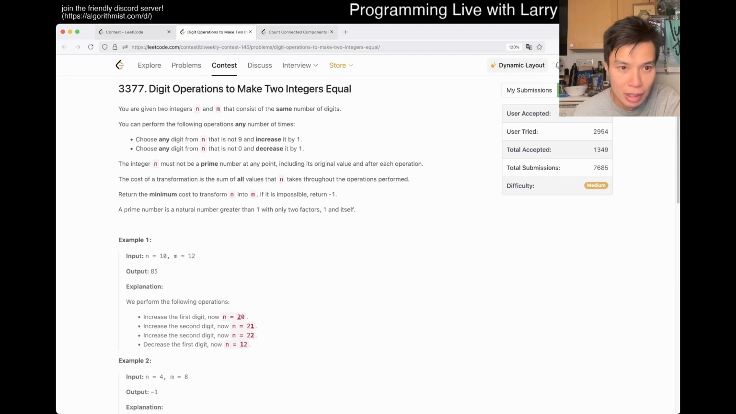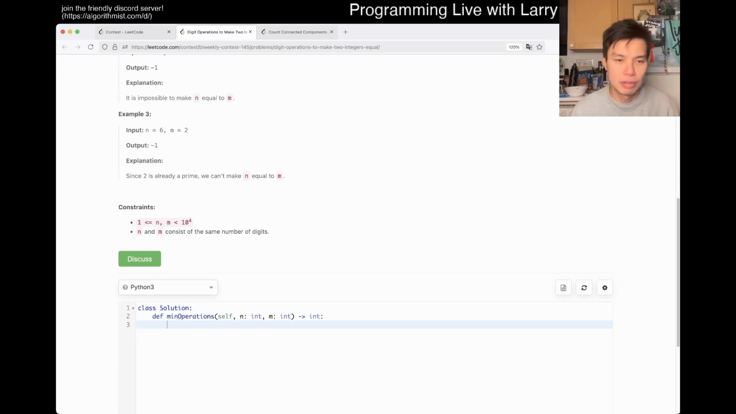Okay, not the number of digits. Any digit not 9 can increase by 1. Any digit that's not 0 can decrease by 1. The n must not be prime at any time, including its original value and after each operation. Minimum cost. Is it not just BFS, 10 to the 4? Should be okay. Let's write the sieve then.